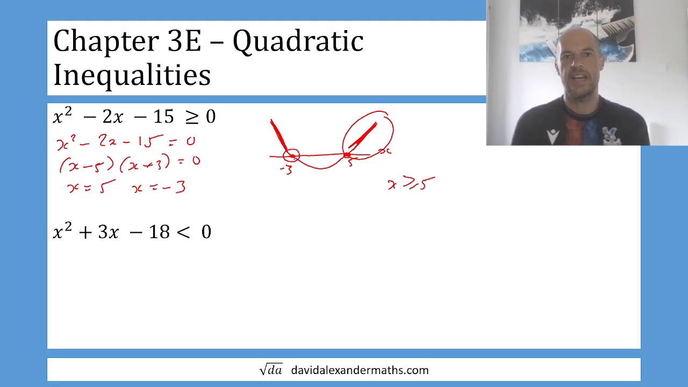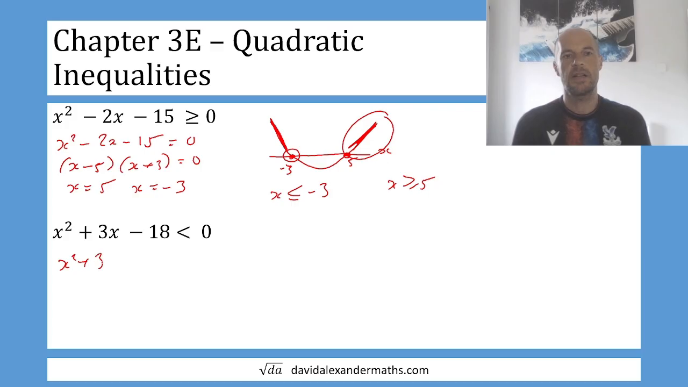And on the other side here, x is negative 3 and we're getting 0. So to the left of negative 3, we're getting greater than 0. That means x must be less than or equal to negative 3. Okay, so when it's greater than, we're looking above the line, and when it's less than, we're looking beneath the line. So let's have a look at this second example.